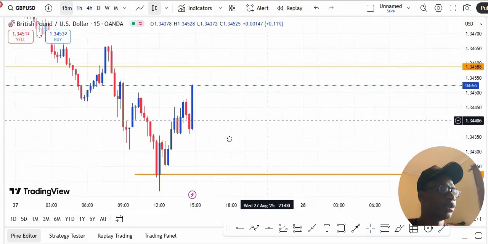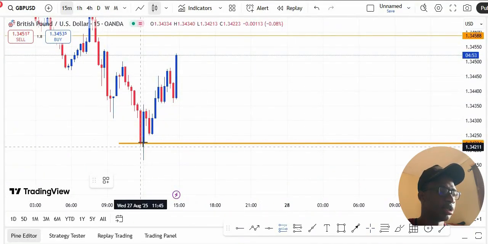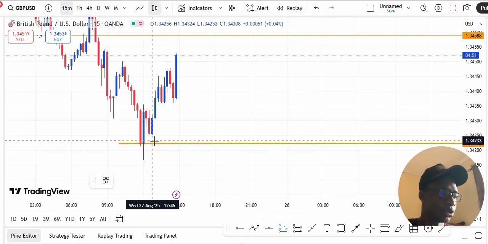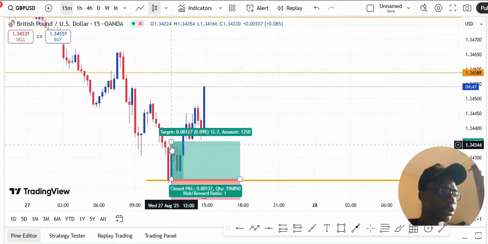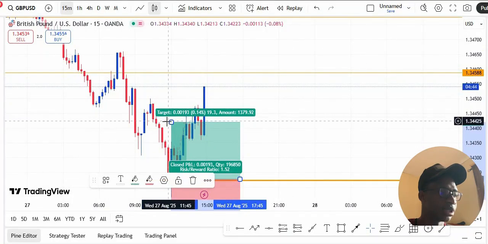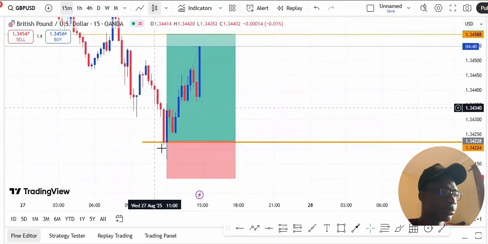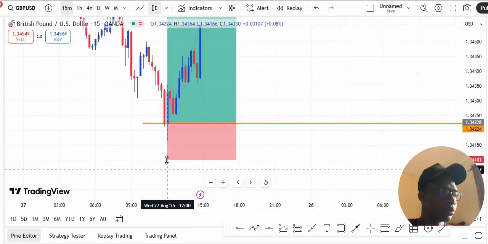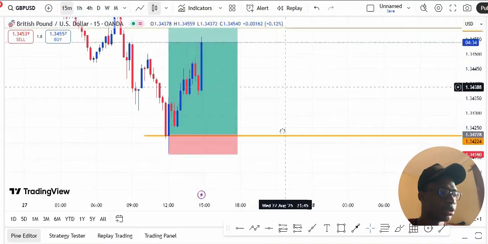Alright, so let's go to GBP/USD. Let's say for example I wanted to place a bet, but I was waiting for the market to retest one place, and I think I put my take profit on the stack. Okay, alright, so this is the trade I want to take.